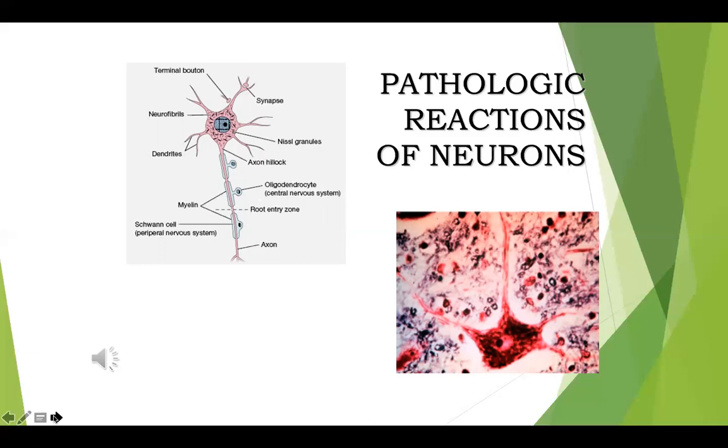myelin sheaths in the peripheral nervous system are produced by the Schwann cells. On the right side, the right lower part of the slide, is the microscopic picture of a neuron. So here you have the neuron cell body and some of the dendrites. We're not sure if this long process here is actually the axon.